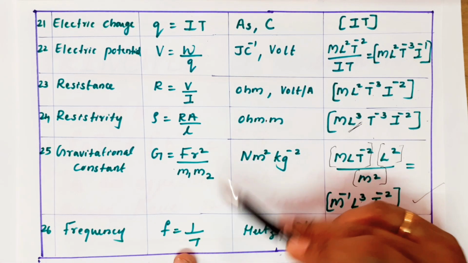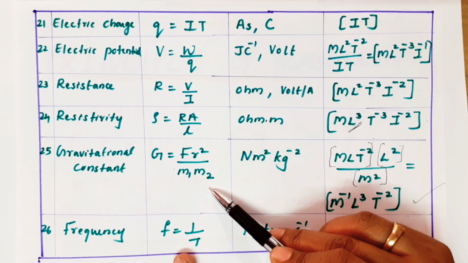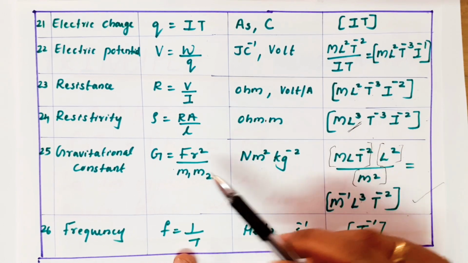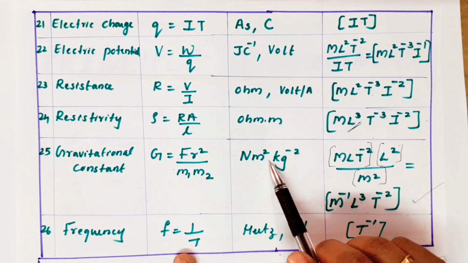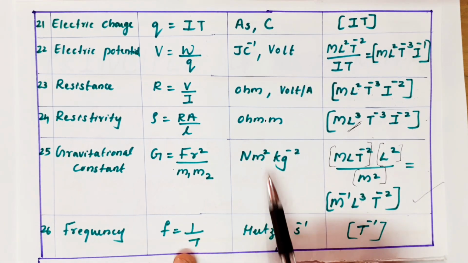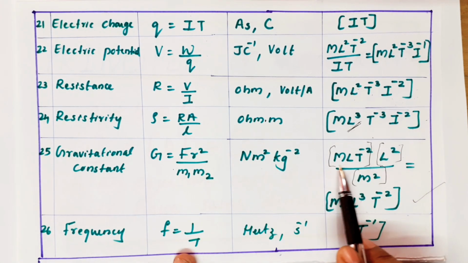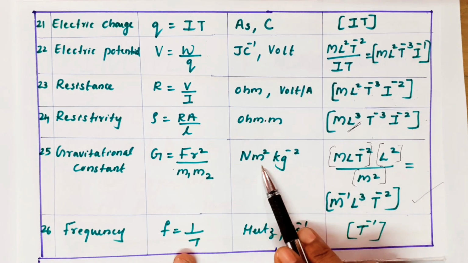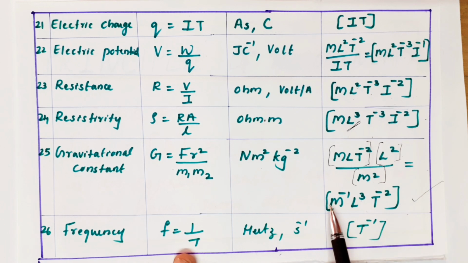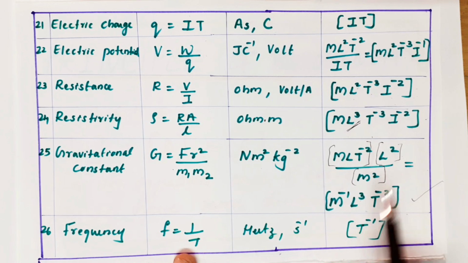Gravitational constant, G equals F r square by M1 M2. So how do we write the unit? Newton meter square kg power minus 2. Because force is Newton, r square is meter square, M1 M2 is kg power minus 2. Here also write the dimension. Newton is MLT minus 2. L square by kg square is M square. It goes up, M minus 1. L cube, L into L square. L cube T minus 2. Frequency, it is hertz, T minus 1.